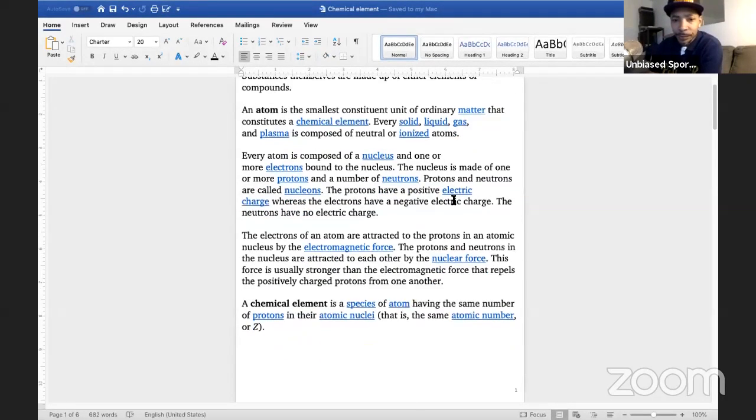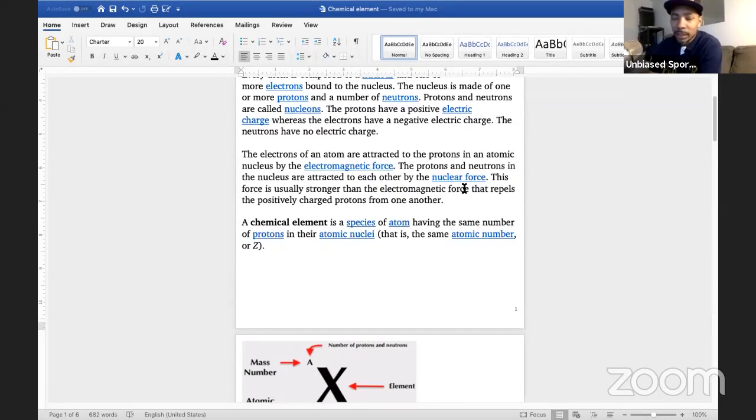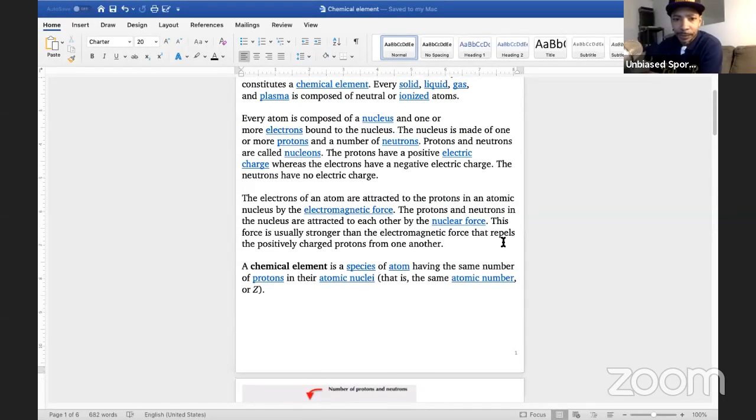A chemical element, what is that? It is a species of atom having the same number of protons in their atomic nuclei, that is, the same atomic number, or Z. All right, make sure we understand everything I just read.